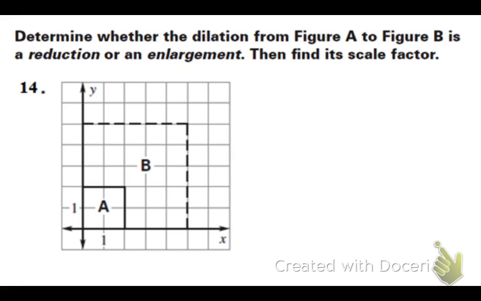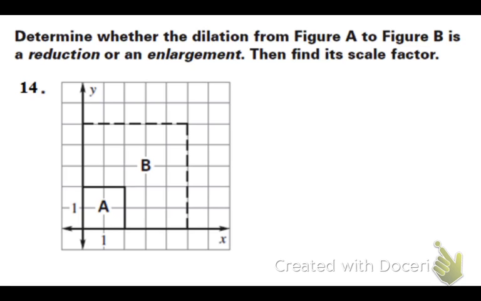Okay, number 14. Notice that some of these numbers skip because there were some in the original document that I really didn't want to do. So you do not have to do them. They're marked with a big box and an X on your copy of the study guide. So just forget about them. Don't worry about it. So this one, number 14, determine whether the dilation from A to B.